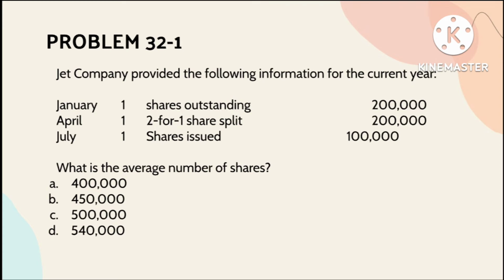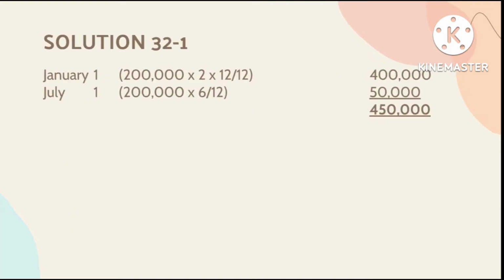Problem 32.1. Jet Company provided the following information for the current year. So, what is being asked here is, what is the average number of shares? For our solution, we only have two here: on January 1, 400,000 and July 1, 50,000. We can see that the transaction of April 1, which is the 2-for-1 share split of 200,000, is not reflected here. Why? Because as a rule, the share split is recognized retroactively, meaning to say it is treated as a change from the date the original shares are issued.